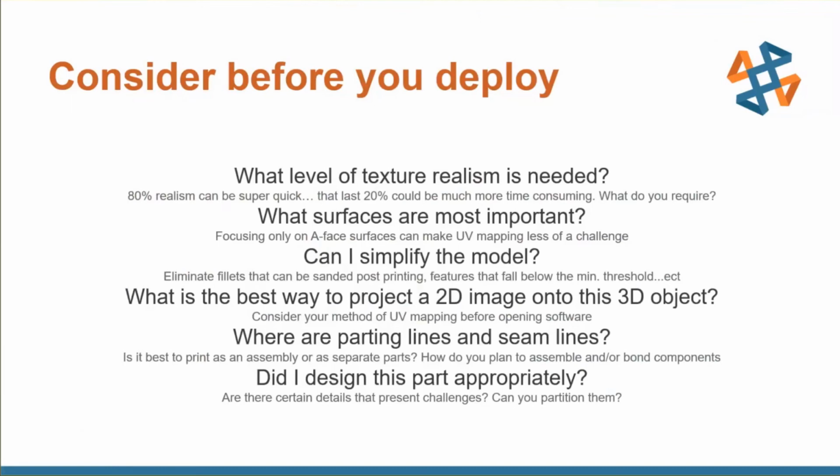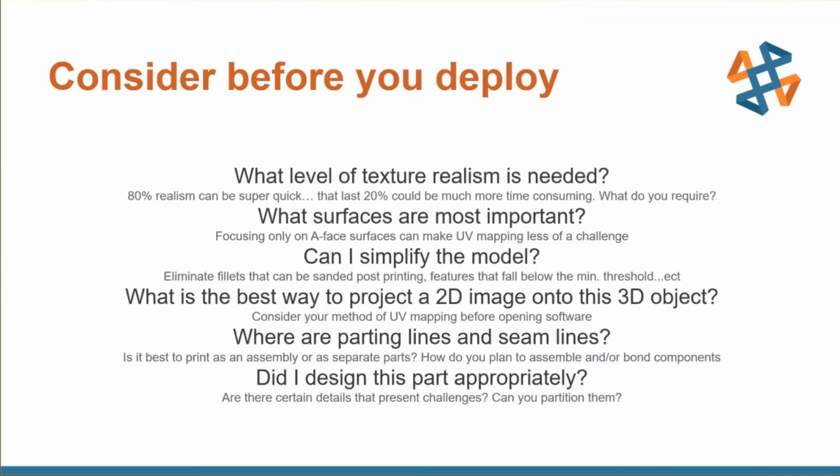And so ask yourself, what is the deliverable that I need for this 3D print? Think about what surfaces are most important. Focus on your A-facing surfaces. If you have a texture that doesn't line up perfectly on the interior of your model where no one is ever going to be looking, I wouldn't spend time on it because it's not going to be important. Is there anything that you can do to simplify the model? Obviously, prismatic geometries are much easier than something that has complex contours. Fillets are one thing in CAD modeling software that don't necessarily tessellate very accurately. So if you can eliminate those fillets and then just sand them down afterwards, that's a workflow efficiency.